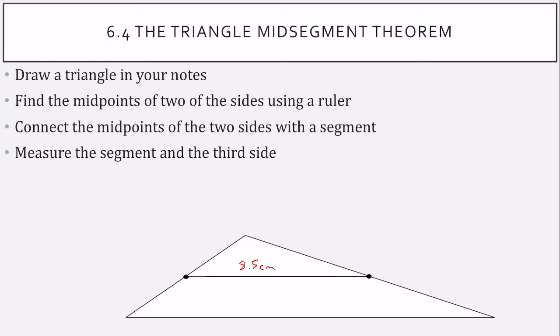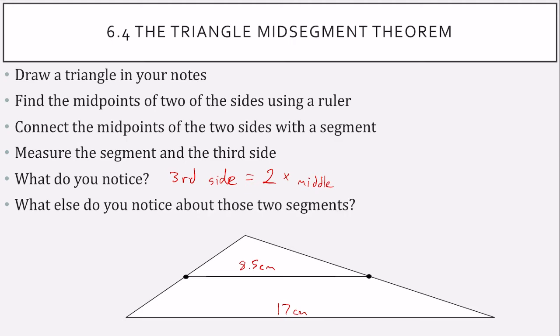8.5 centimeters. And this other one is 17 centimeters. What do we notice? Well, I notice 17 is 2 times 8.5. So I notice the third side is 2 times the middle. What else do we notice about those two segments? That's right, they appear to be parallel.